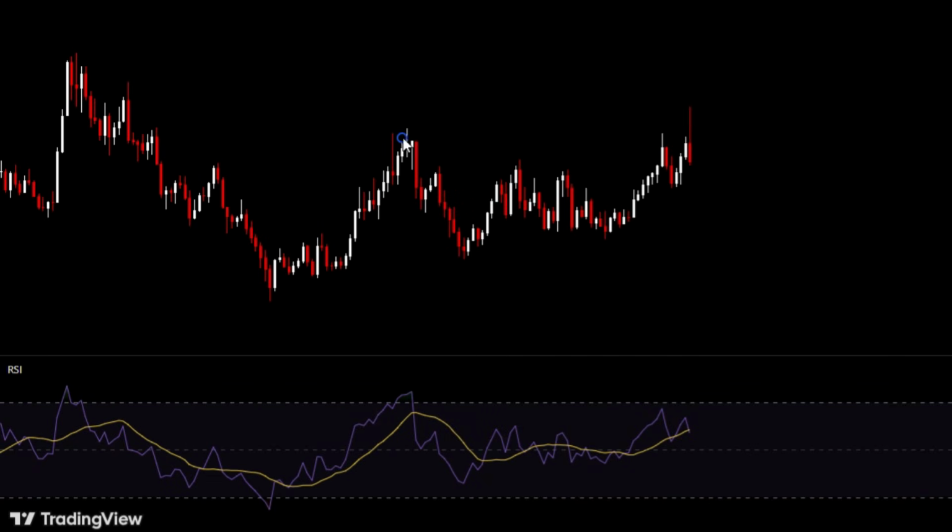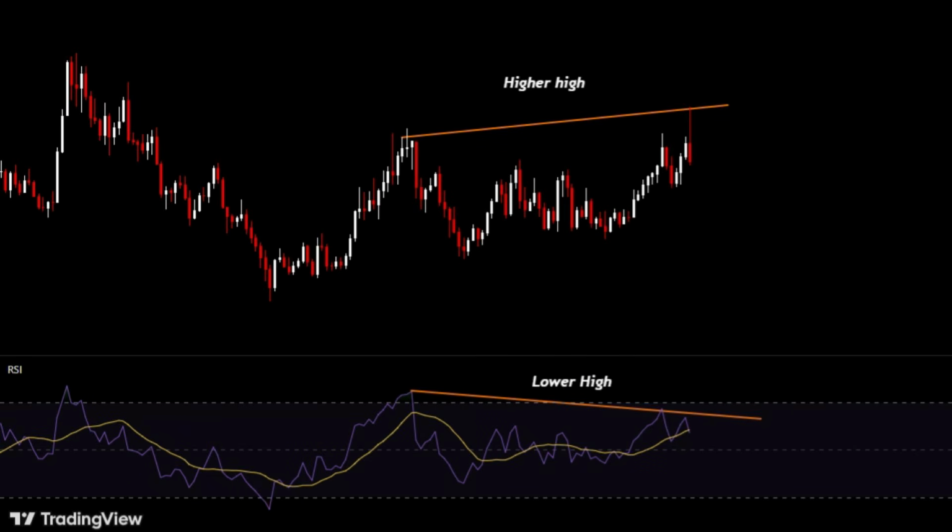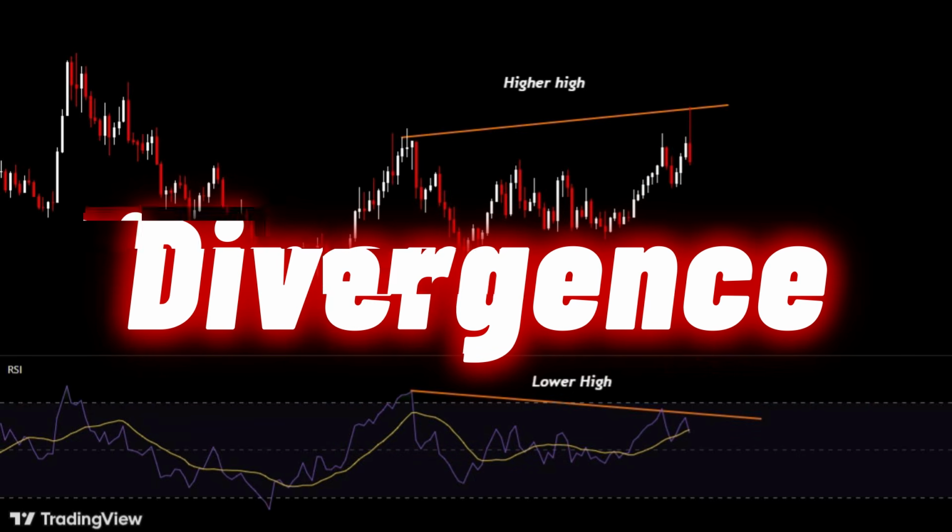Check out this chart. The candles are making higher highs, showing a clear uptrend. But if you look at the RSI, it is making a lower low, which is contradicting the price movement. This contradiction is called divergence, and it is a strong sign that the market could reverse soon.